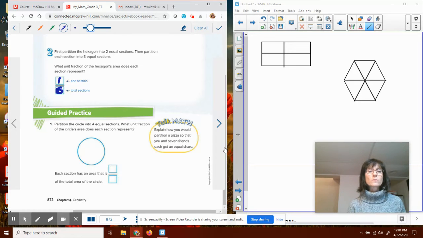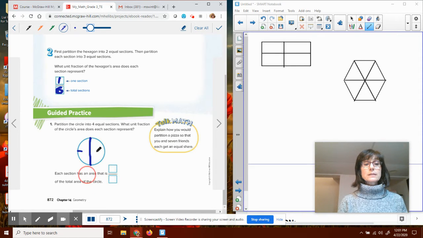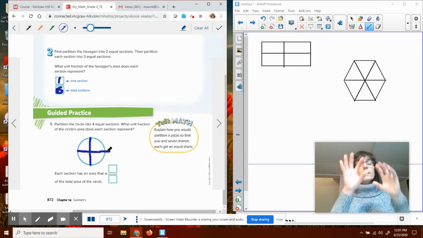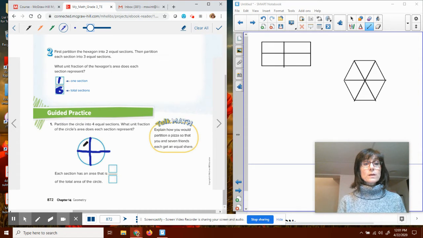On guided practice, it wants us to partition the circle into 4 equal sections. What unit fraction of the circle area does each section represent? I'm going to try my best with the circle here, since they drew the circle for me. I kind of went a little crazy there, didn't I? But now, and remember with fractions, each area would be the same size. So here I have 4 total. And if I want to know what each one would be, it would be 1/4, 1/4, 1/4, 1/4.